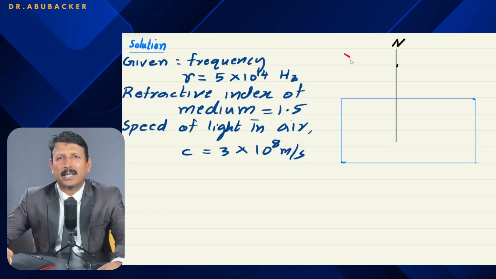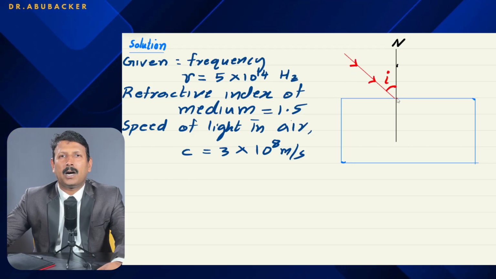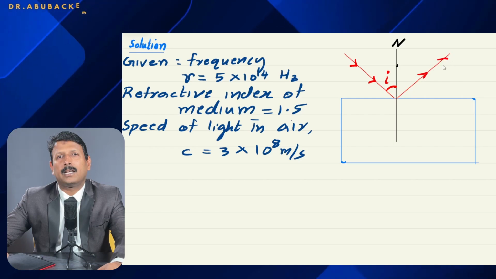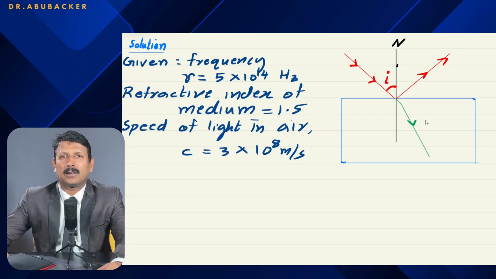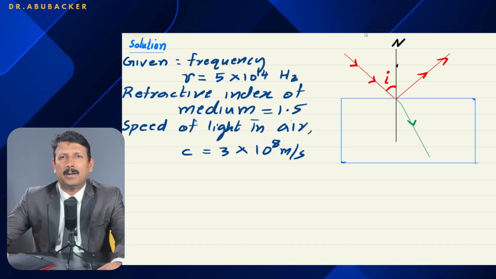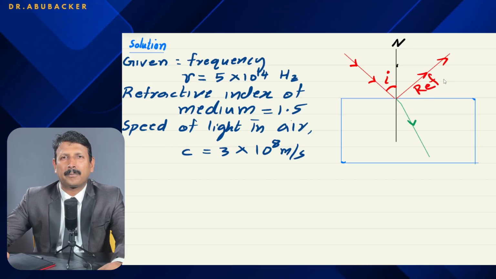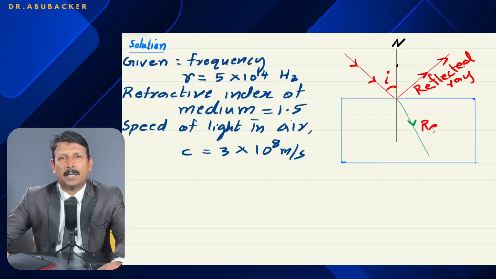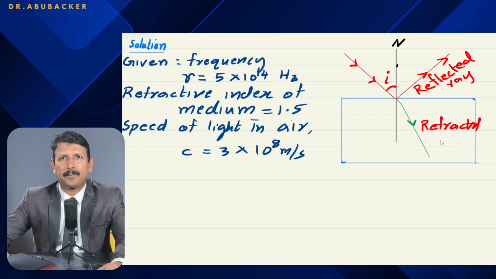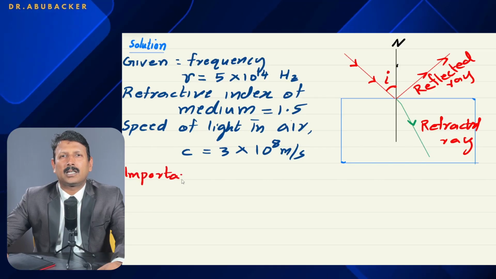Now we can draw a ray entering into the glass slab, not glass slab, any medium of refractive index 1.5. It undergoes partial reflection, so I marked the reflected ray, and it also undergoes refraction, so the refracted ray is also marked. I am putting the labels now. This one we can say is reflected, and the one which passes through is the refracted ray. Okay, that is done. Now we can start the solution.